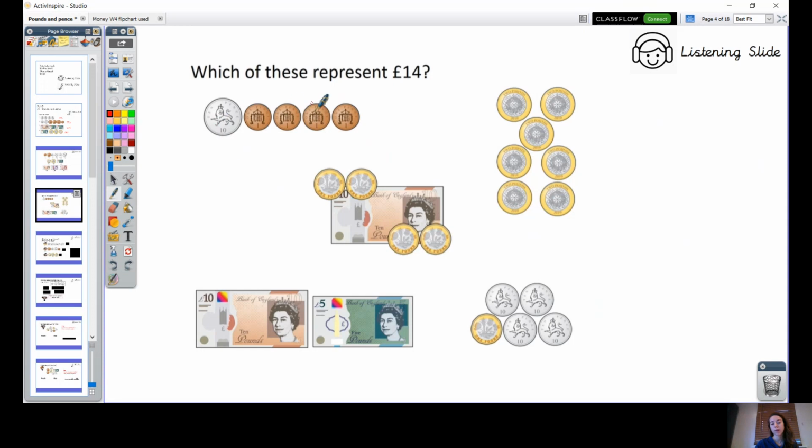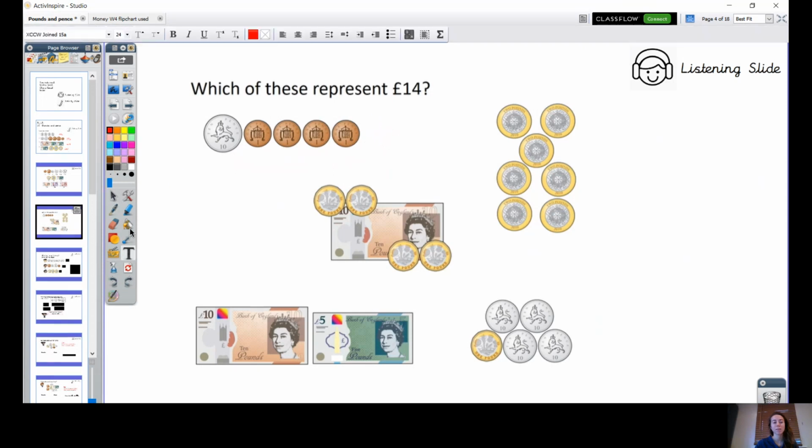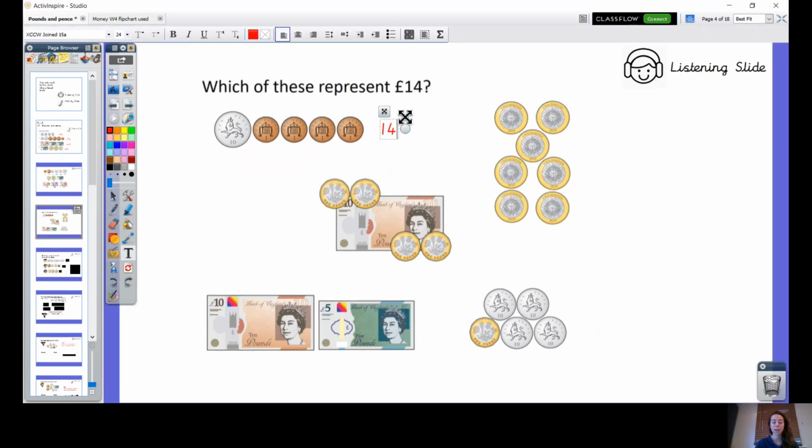So let's look at this first group here. We've got a 10p and we've got 4 1 pennies. That totals 14p. So no, not that group. Let's look at this middle group. We've got a £10 note, and then we've got 1, 2, 3, 4 more pounds. Yes, that does show us £14.